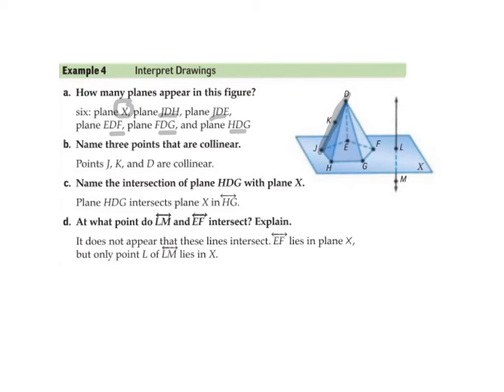And at what point do LM and EF intersect? Well, it tells you here that it does not appear that these lines intersect. So LM is this line here, and EF is this line here. All right, we don't know that E, F and L are in a straight line, so never make that assumption. So therefore you've got to say that there is nothing.